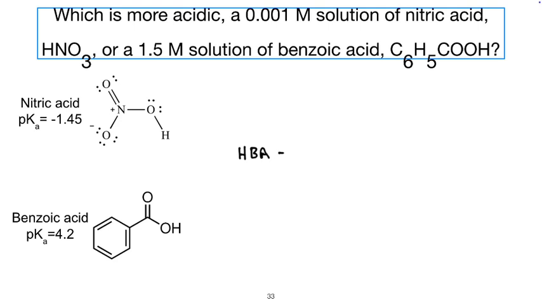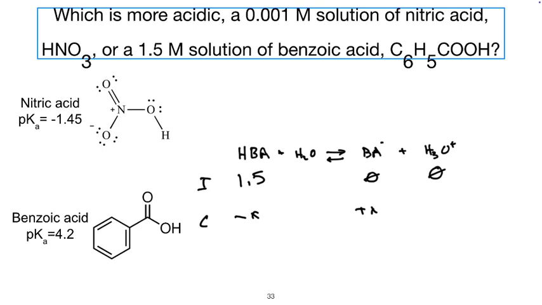HBA plus water gets me BA minus plus my H3O plus. Technically, it's in equilibrium. I can look at my HBA as a 1.5. These are coming in as zeros for my initial. My change is minus x, plus x, plus x. My equilibrium is 1.5 minus x, and x, x.